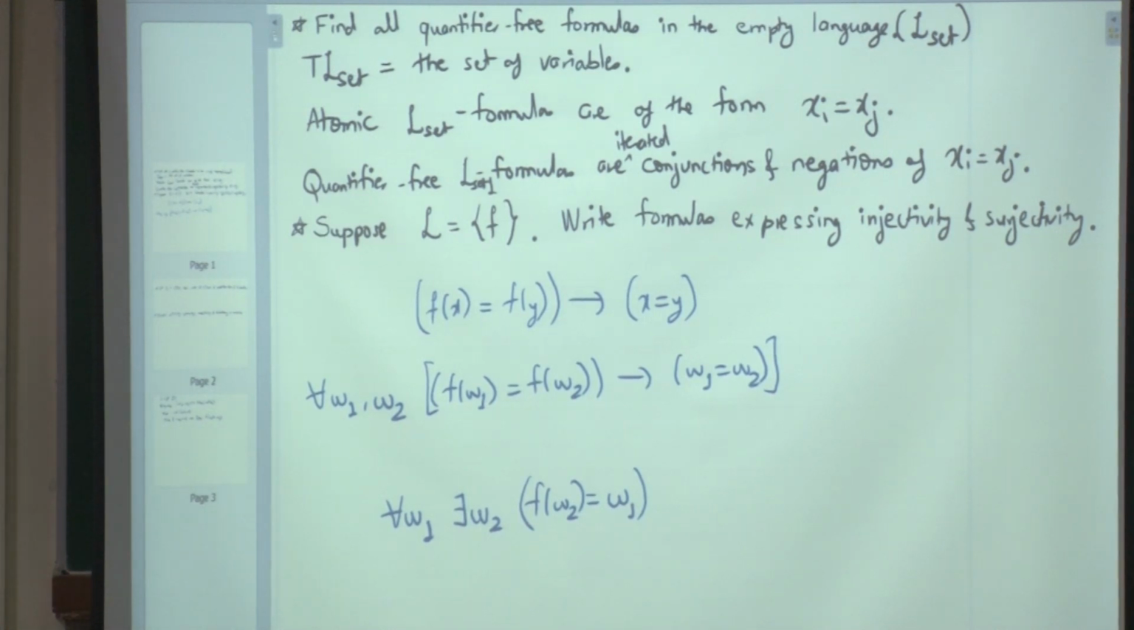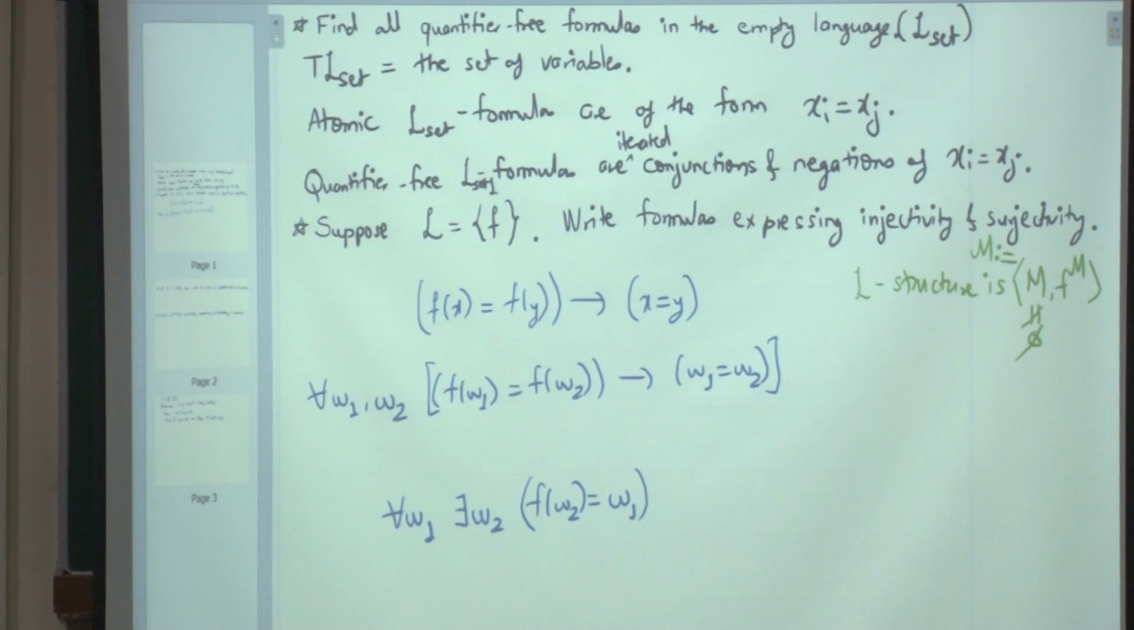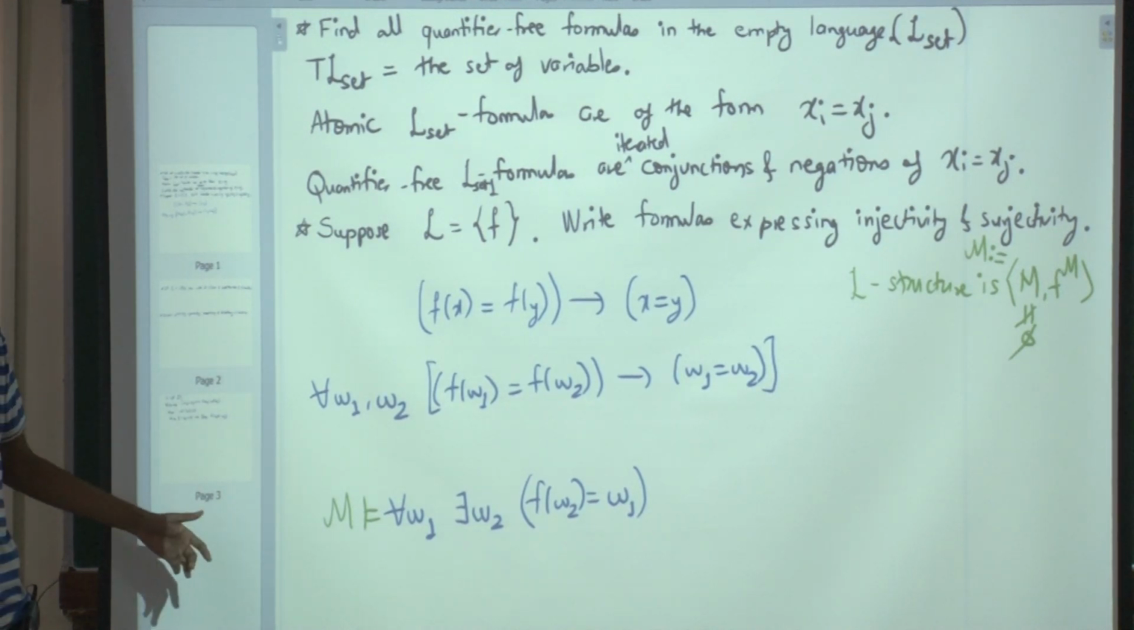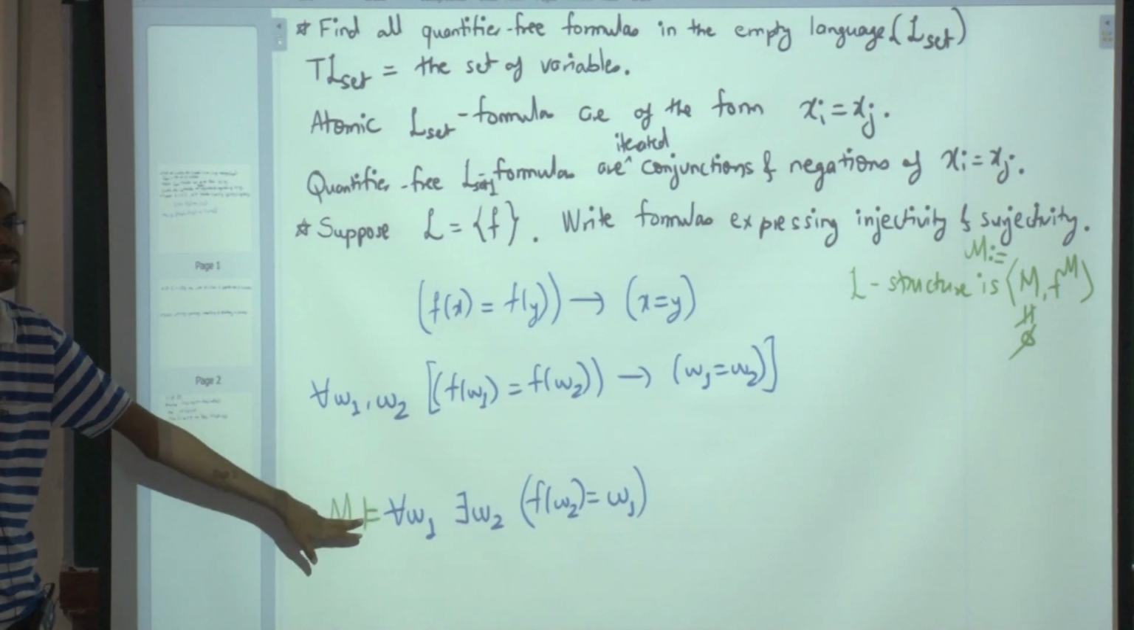What is an M? I am going to write it in green. An L structure is M comma f^M, correct? And M is non-empty. And we use this notation, curly M, for this. So curly M satisfies this when what happens? How do we write it? Curly M, when does it satisfy this sentence? We saw that yesterday.